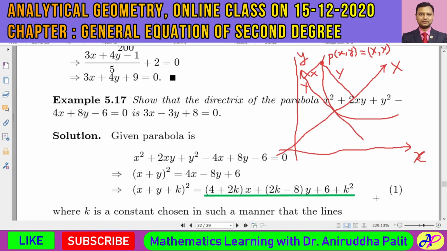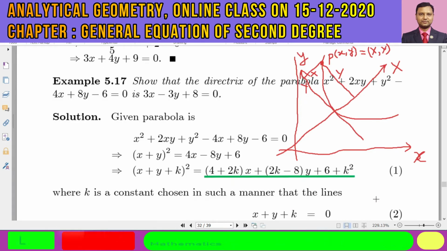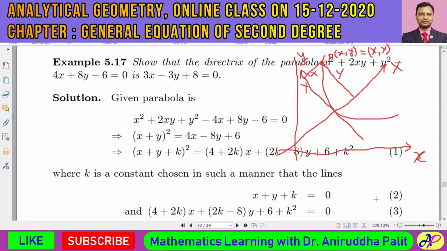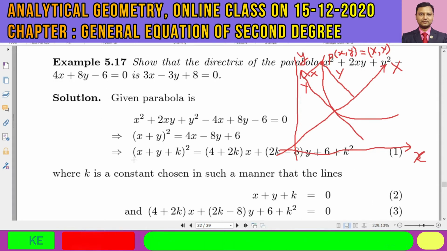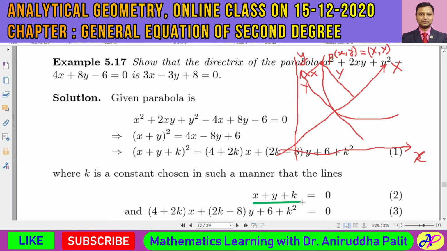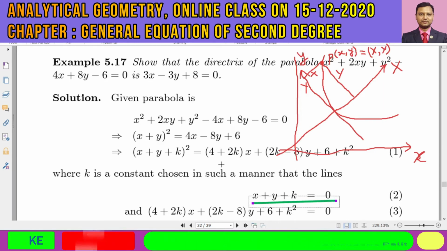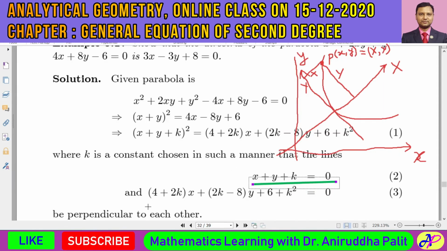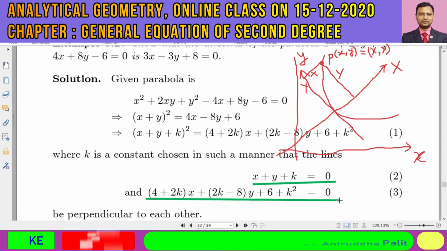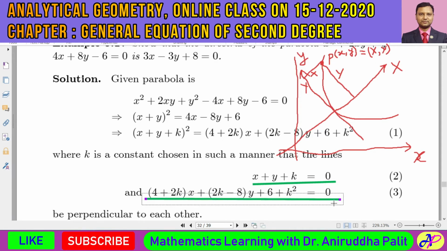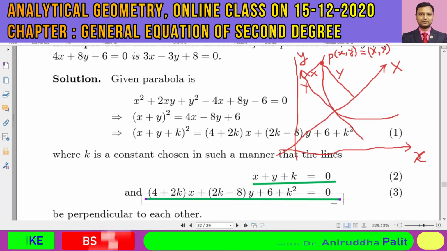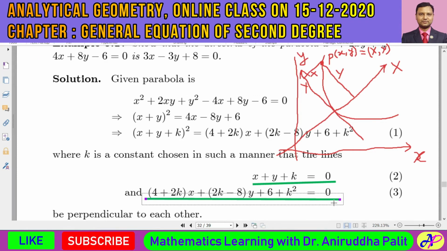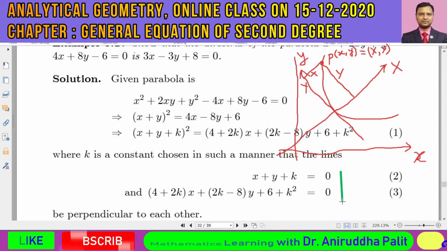Okay. Now in order to determine the value of k, we determine it so that the left hand side equal to 0 would give us this first straight line, and the right hand side equal to 0 would give us this second straight line. Both of these two become perpendicular to each other. We are choosing the value of k in such a manner that both of these two straight lines, equation number 2 and 3, become perpendicular to each other.